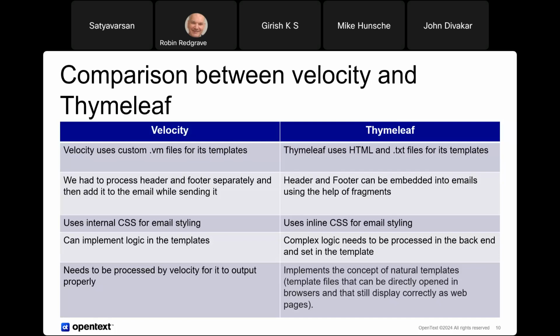So one more major difference between Velocity and Thymeleaf is that in Velocity we can implement some of the backend logic in the template itself, but in Thymeleaf we are not able to do that. So we process everything in the backend, whatever variables are needed, whatever is supposed to be displayed, and then we just send whatever is needed through a variable. This makes the code more uniform and more understandable compared to Velocity.